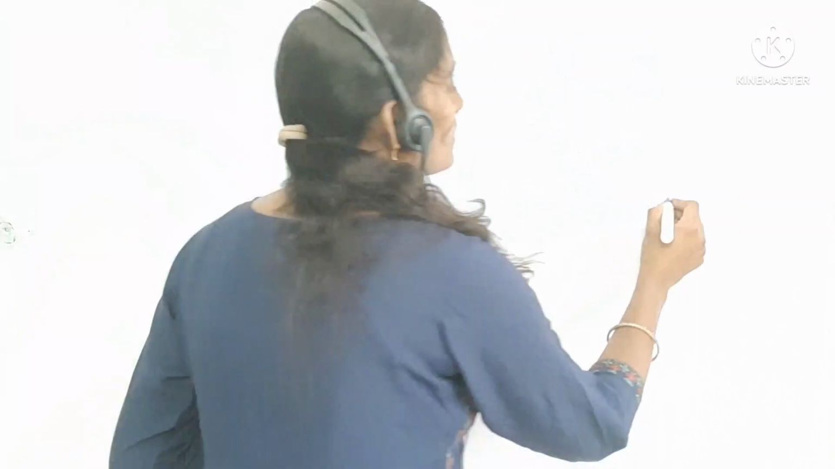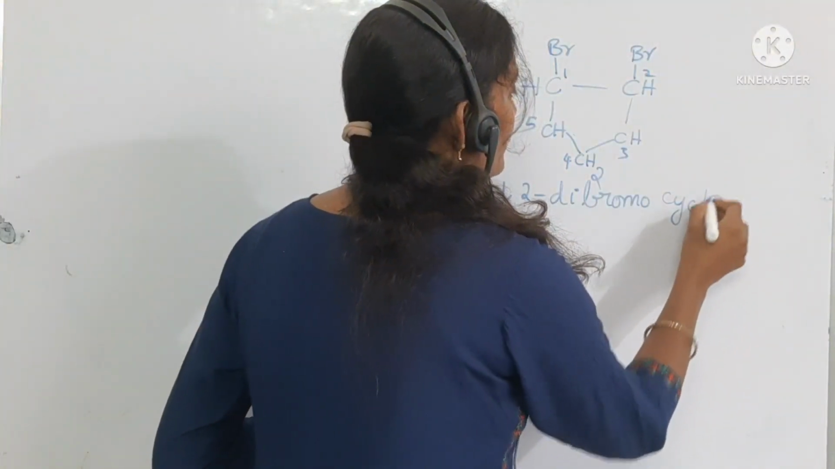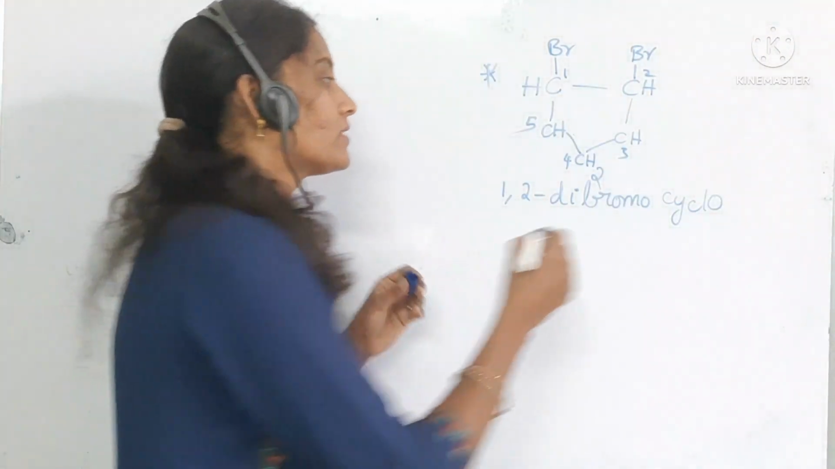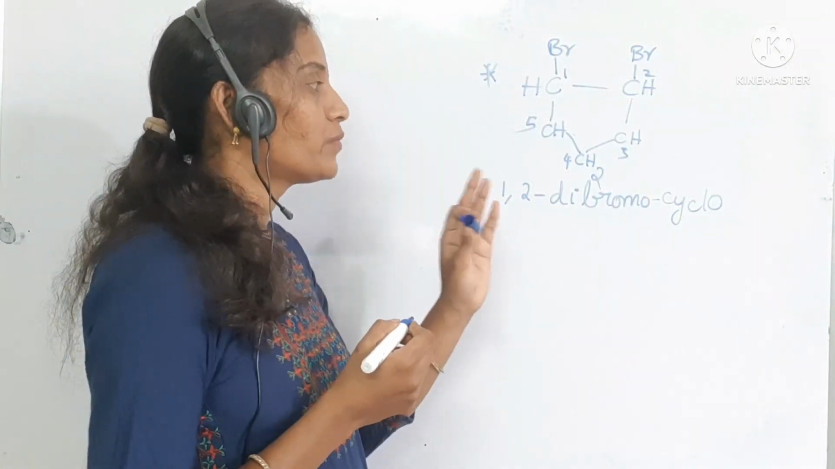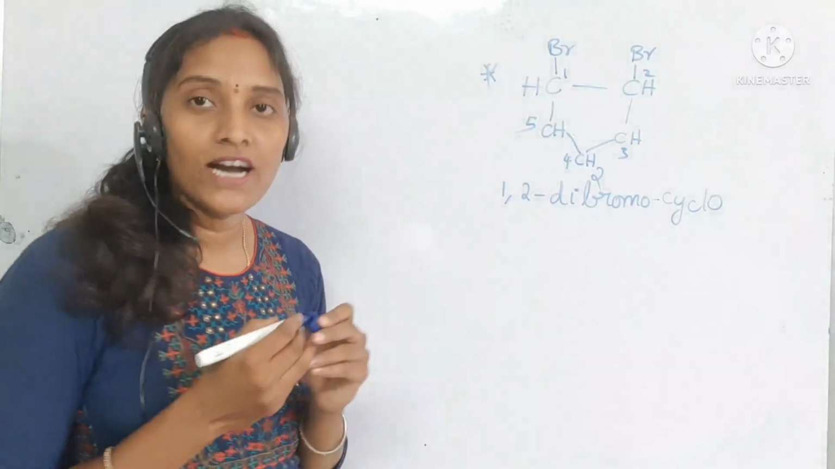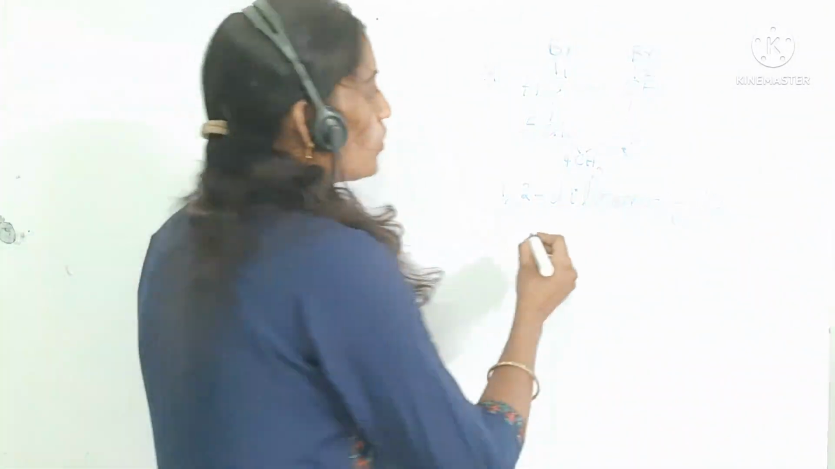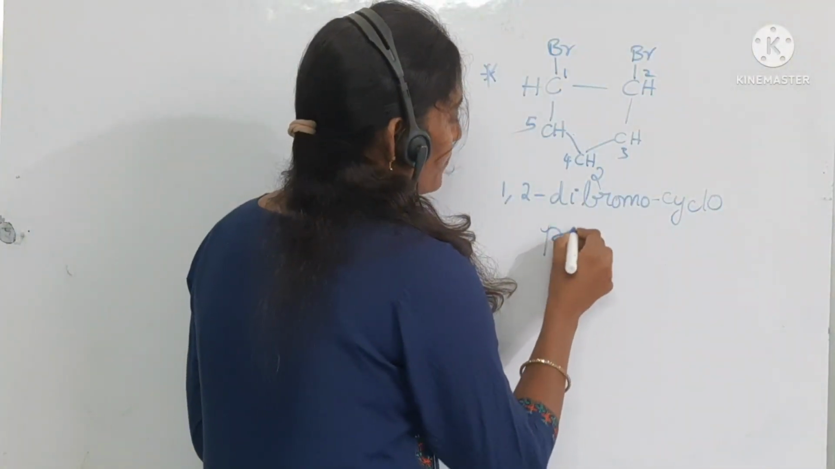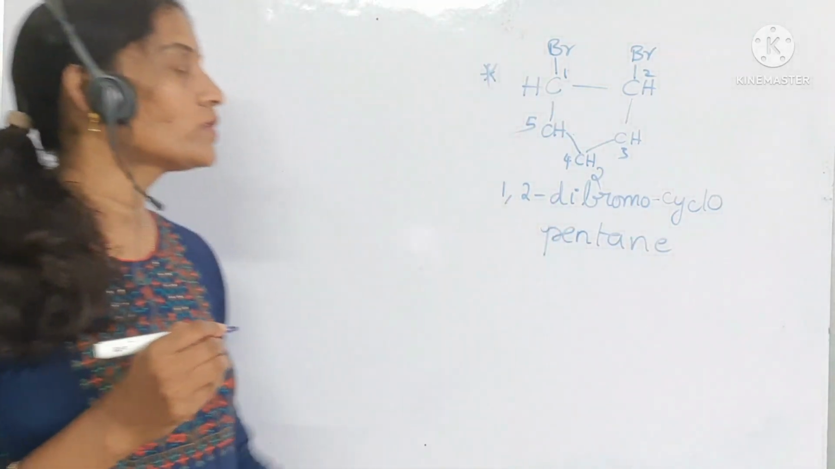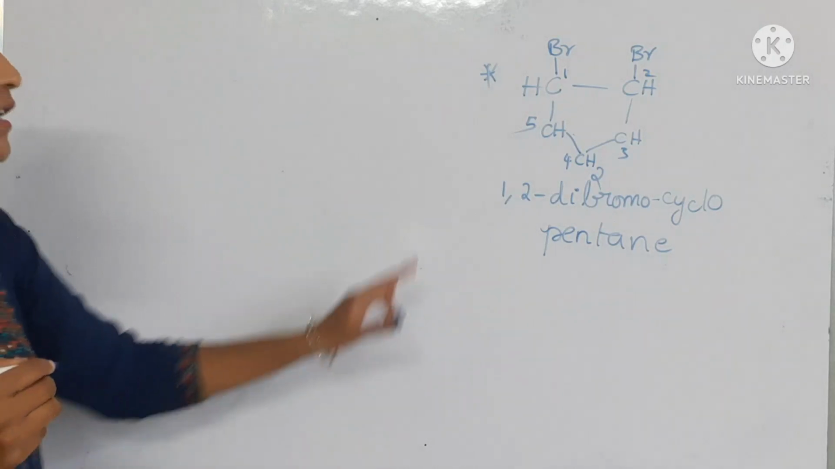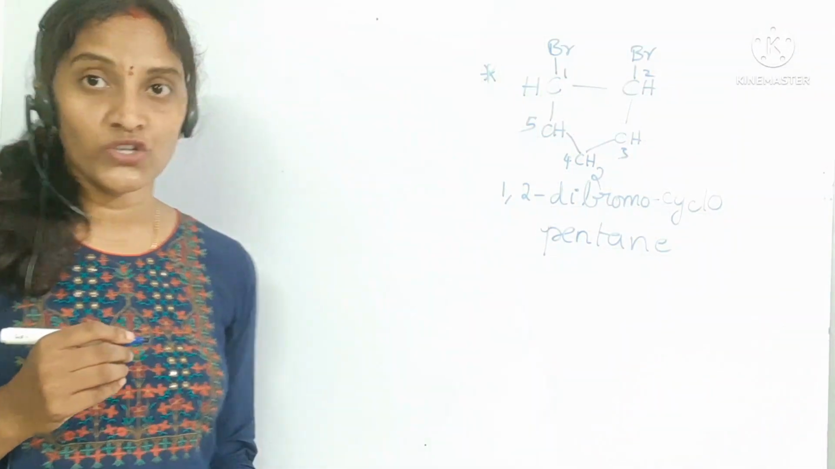So you can write cyclo. How many carbon atoms are here? You can mention a hyphen between a designation and a prefix. Here 5 carbons are there. So cyclopentane. 1,2-dibromocyclopentane.